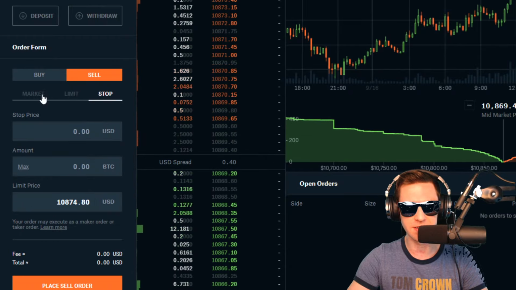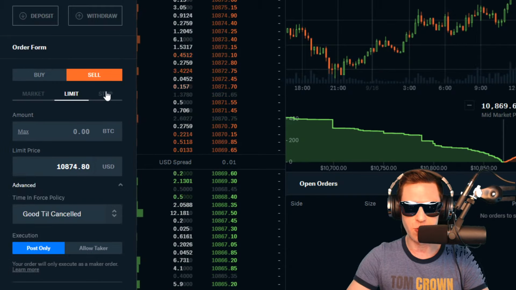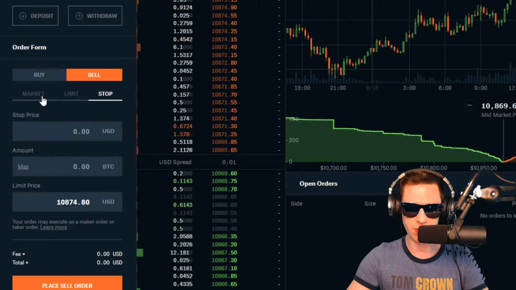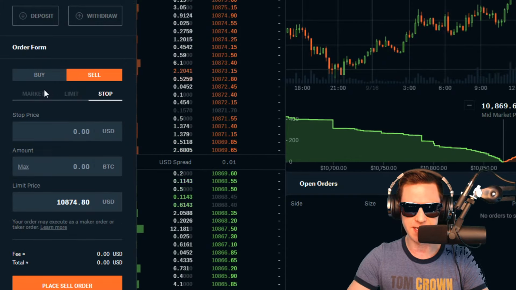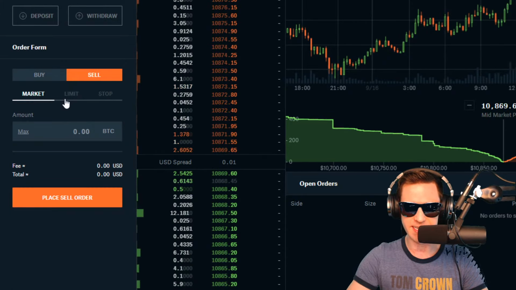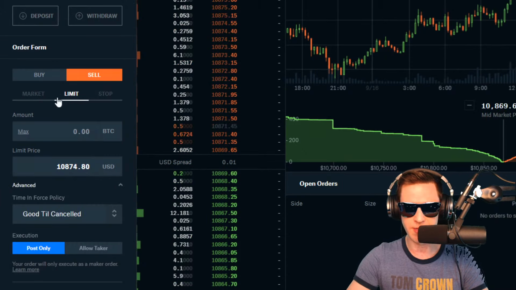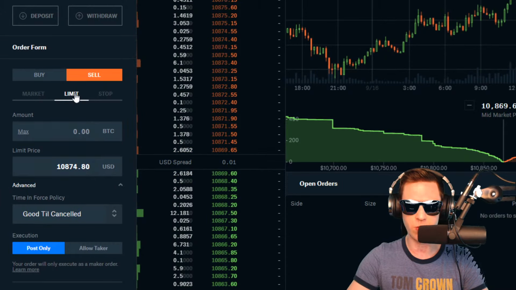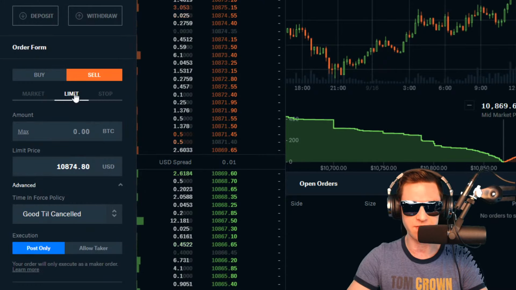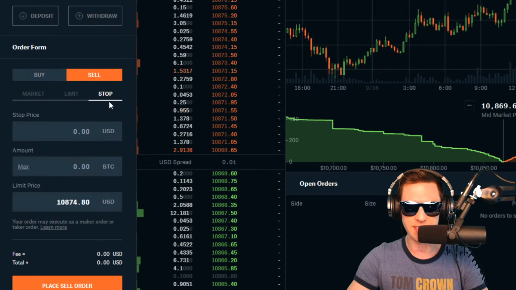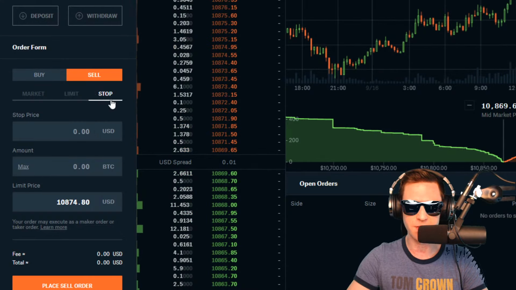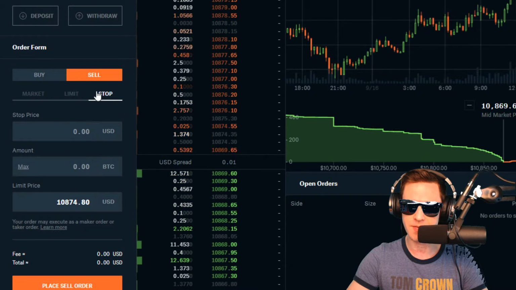All right, that's the quick and easy explanation of orders. You have market, limit, and stop. Market is an instant order. Limit is a planned ahead order at a planned value and amount. And a stop order is used to hedge against movements or values being broken that you don't want to see.